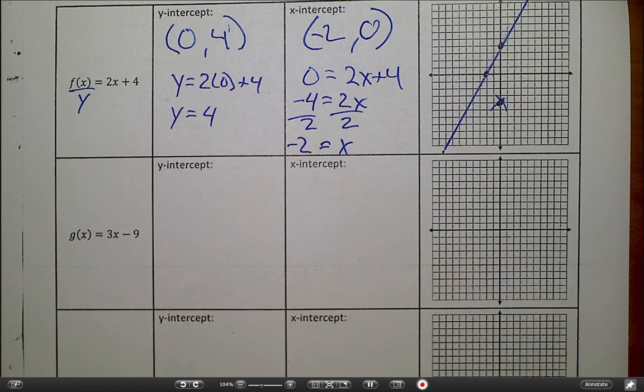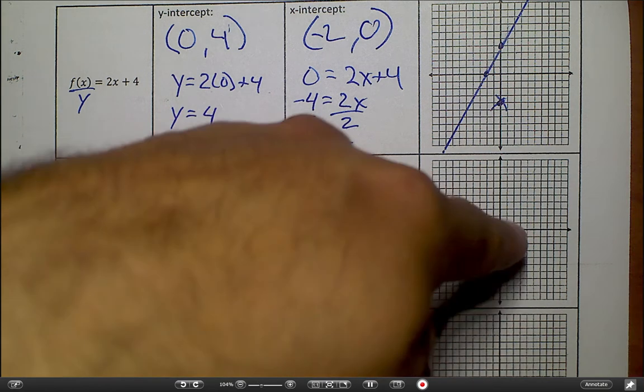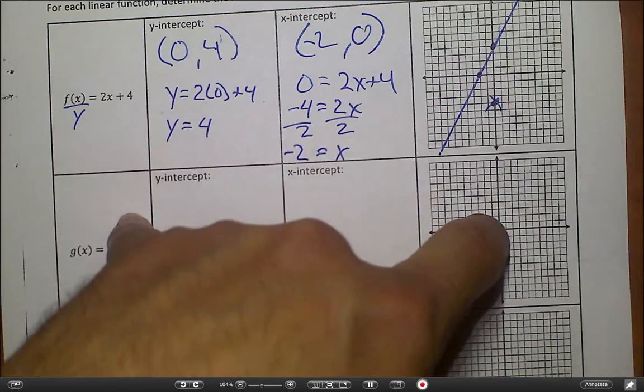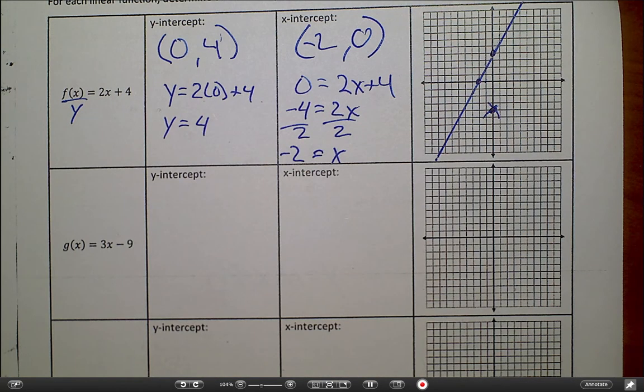It goes up by 4. Do you know why? Because that's your y-intercept, right? That's why it goes up 4. Sweet. All right, so now I want you people right now to do this one. Do this one right here. And then we're going to check it. Then I'll let you keep going.